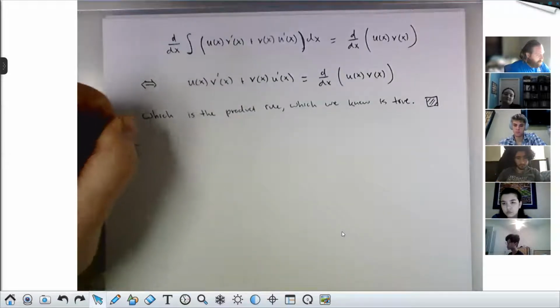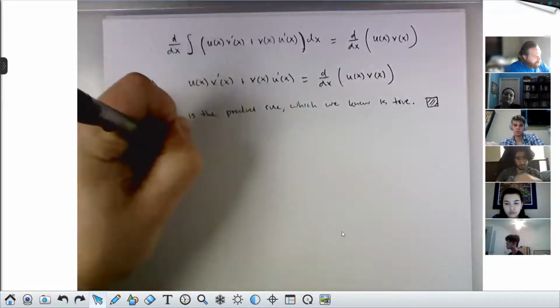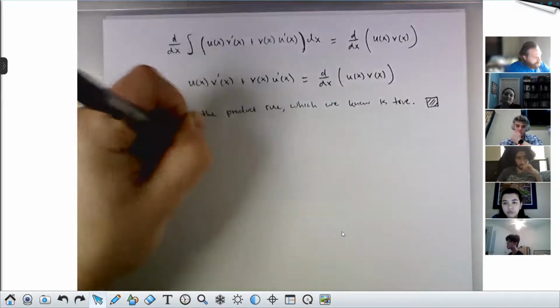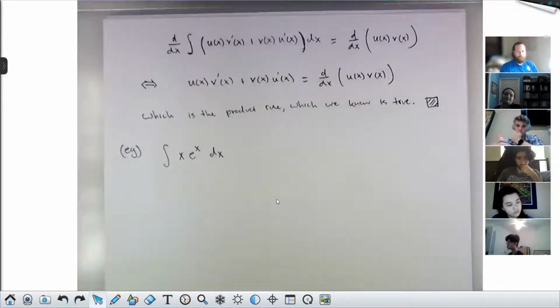So if I wanted to integrate x times e to the x dx, differentiating this would certainly be a product rule derivative, right? So maybe integrating it is a product rule integral, i.e. integration by parts.